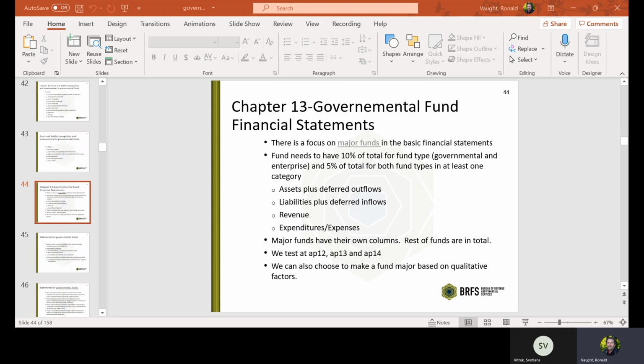And then you go down and you add the enterprise funds. And it's the next number saying that it's 4% of the total. And then liabilities, we do the same analysis, and revenue, we do the same analysis, and expenditures, we do the same analysis. So if any one of these triggers it, and for any one of these, the category is 10% and 5%, then it becomes a major fund.